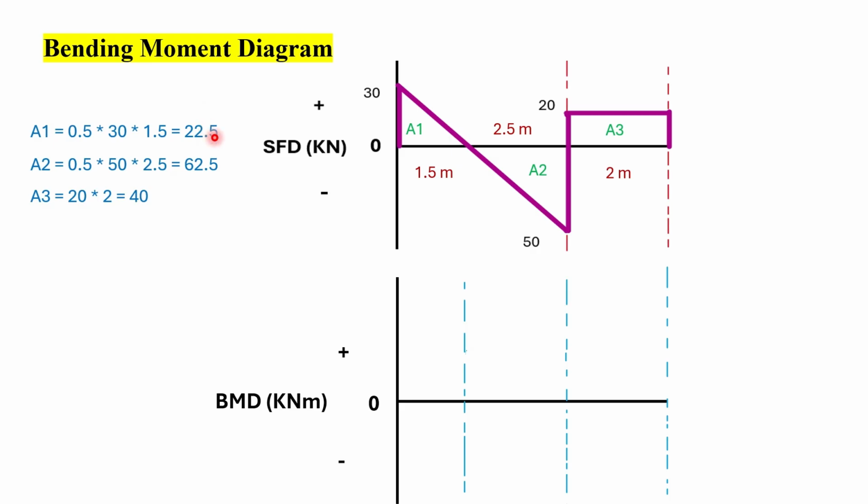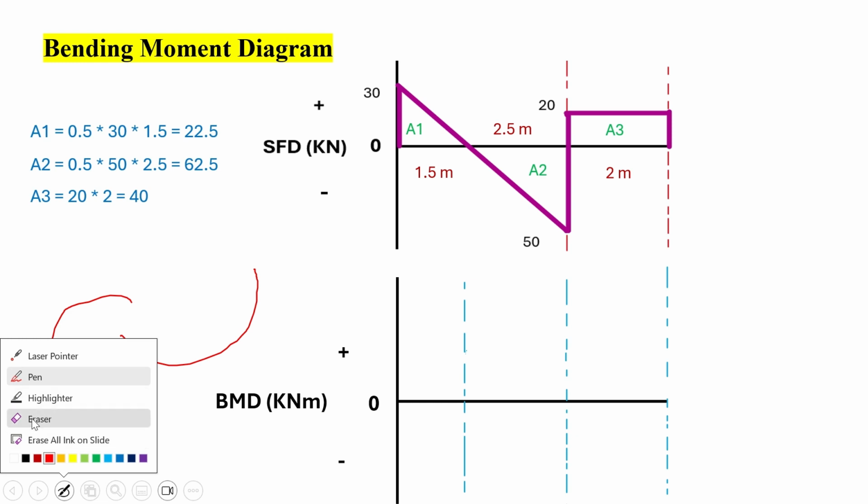So we'll be drawing the bending moment diagram. Area 1 is 22.5, so it is positive. So I will be marking this 22.5 here. So it's the first degree curve. The bending moment diagram will be a second degree curve. Remember this. In a second degree curve, we have two options, whether the curve is in this manner or in this manner. So it is very important to understand.